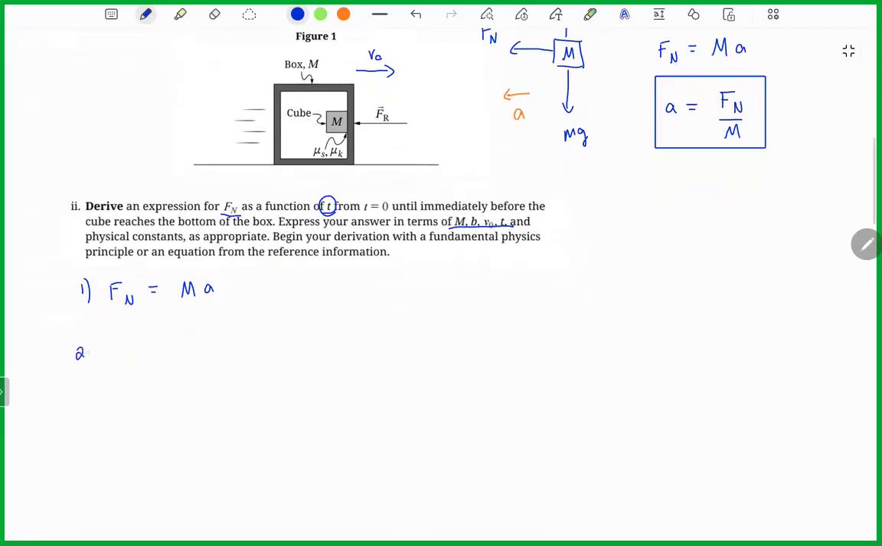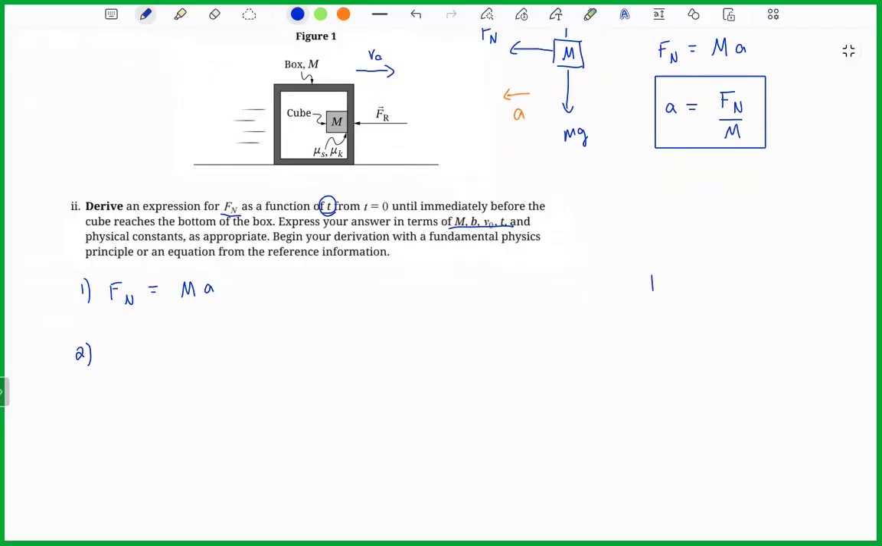And so what I'm going to consider now is my system equation. At this point, I can consider either my system equation for the entire system or my equation for the box alone. But since we're looking to solve for Fn, I don't want to involve Fn as an unknown in my second equation. So I'm going to look at the system equation.